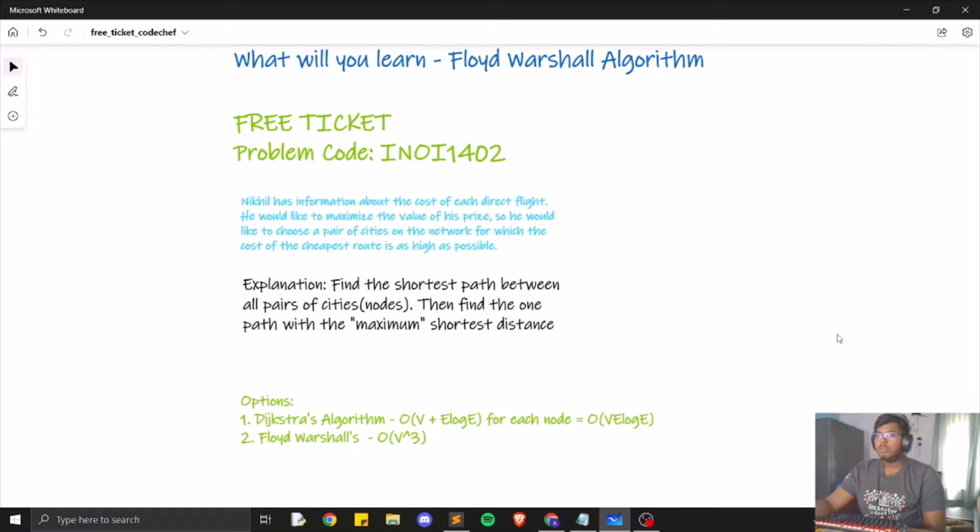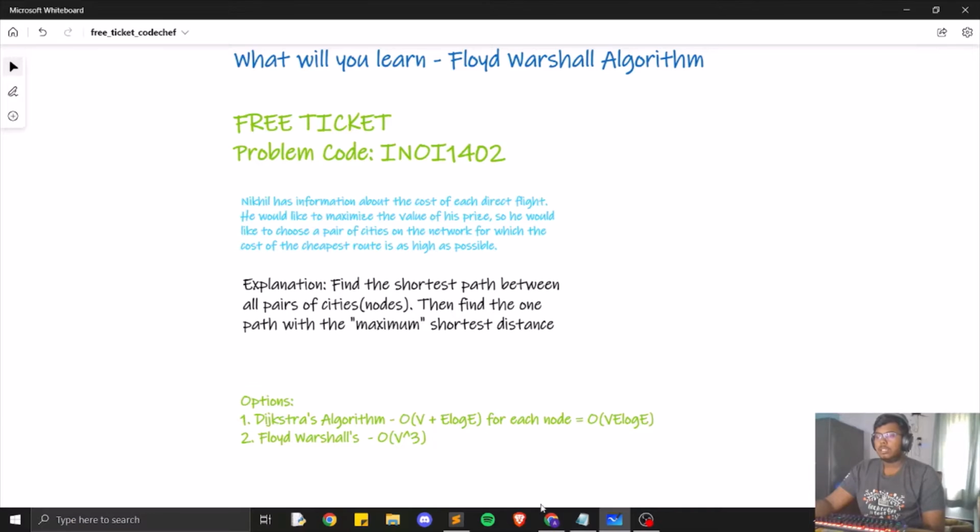But now there are a few cons with Dijkstra's algorithm. The first one is that the code for Dijkstra's is very long and hard to implement as well. In this context, we don't want to write such lengthy code. And also, the time complexity for each node is O of (V plus E) log E, and the total time complexity would be approximately O of V times E log E, considering a dense graph.